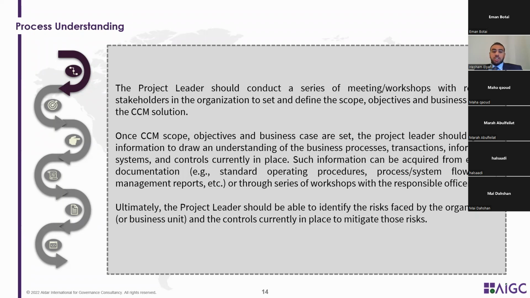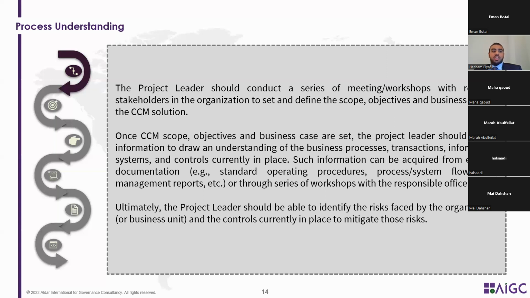So, after confirming the scope, the objective, and the business case with the stakeholders, we can start gathering the required information to understand the business, the process, and the systems in place. We can acquire such information from different sources, whether from SOPs, manuals, flowcharts, management reports, or even through a series of workshops to better understand the business and the process being adopted.